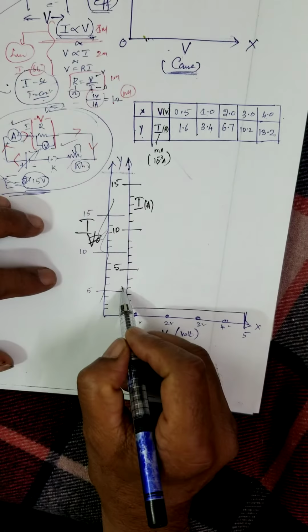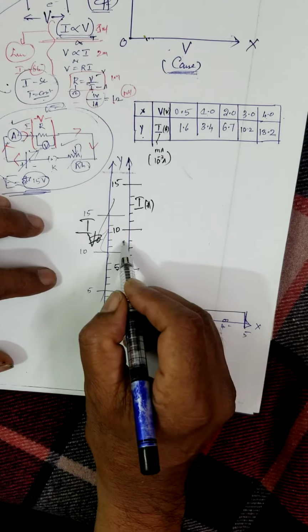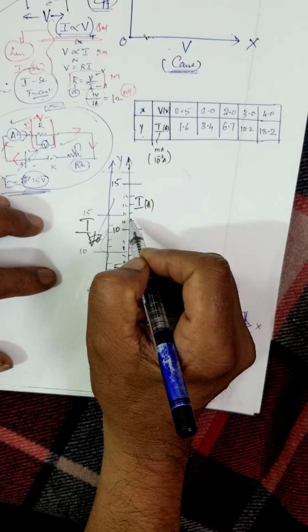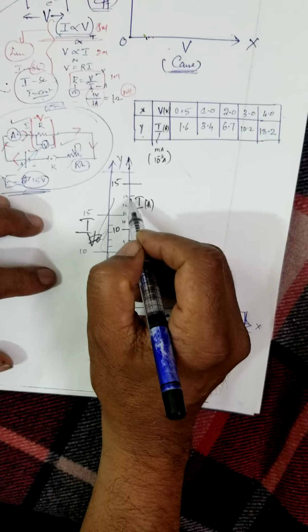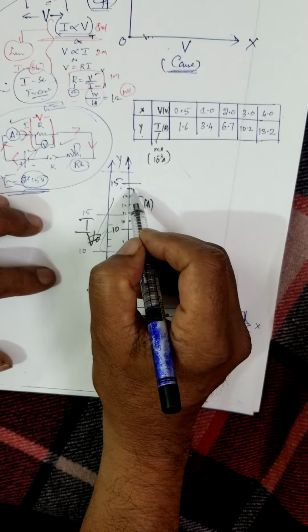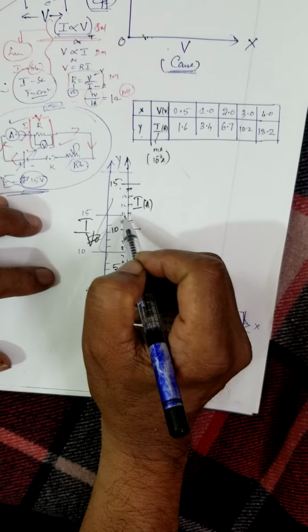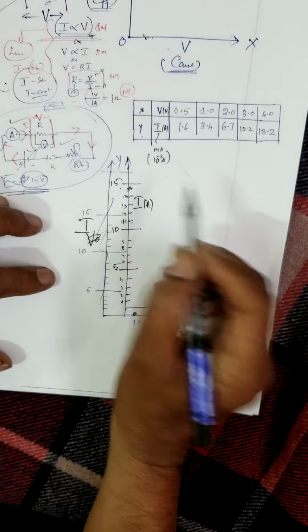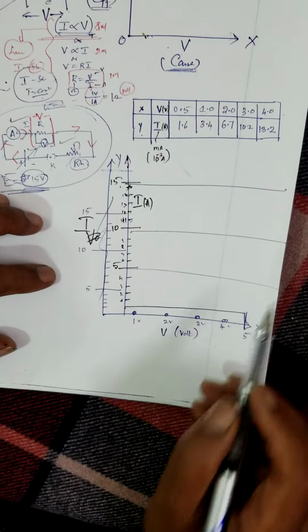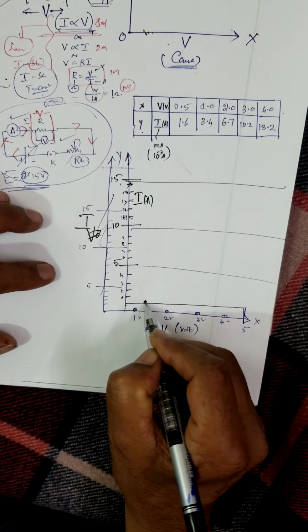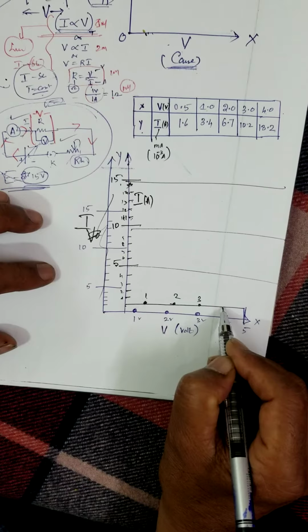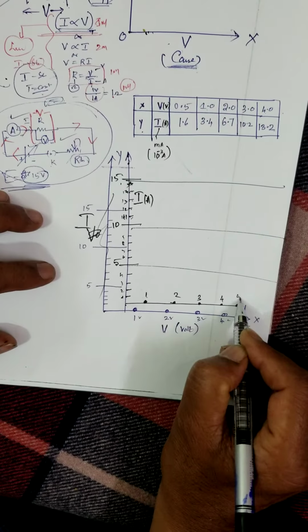Now 1, 2, 3, 4, 5, 6, 7, 8, 9, 10, 11, 12, 13, 14, 15. Okay. See now, here I write 1 volt, 2 volt, 3 volt, 4 volt and 5 volt.